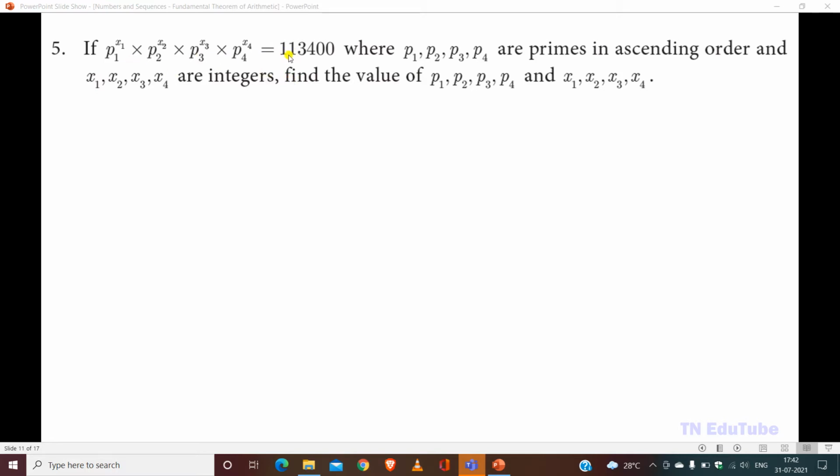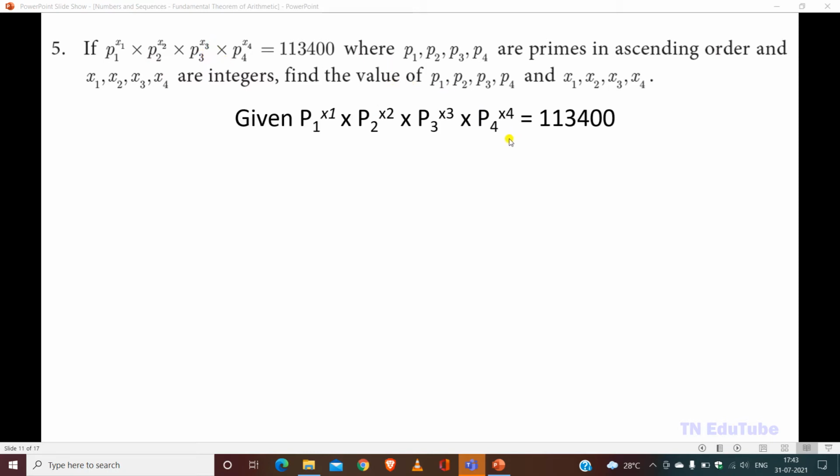Here 1,13,400 is factorized into prime factors. And the prime factors are arranged in ascending order. Ascending order means small to big, isn't it? So the factors can be arranged from small number to big number. After arranging this, you have to find out the value of the prime factors P1, P2, P3, P4 and their powers. They are x1, x2, x3 and x4.